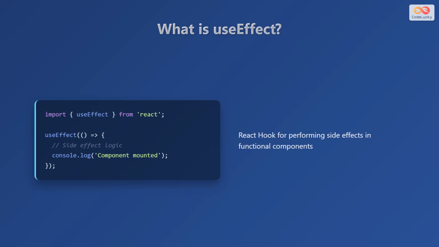Here's a basic example. First, you import the useEffect hook from the React library. Then you call the useEffect function, passing in a callback function. Inside this callback, you can write your side effect logic. For example, here we are logging the message "component mounted" to the console.